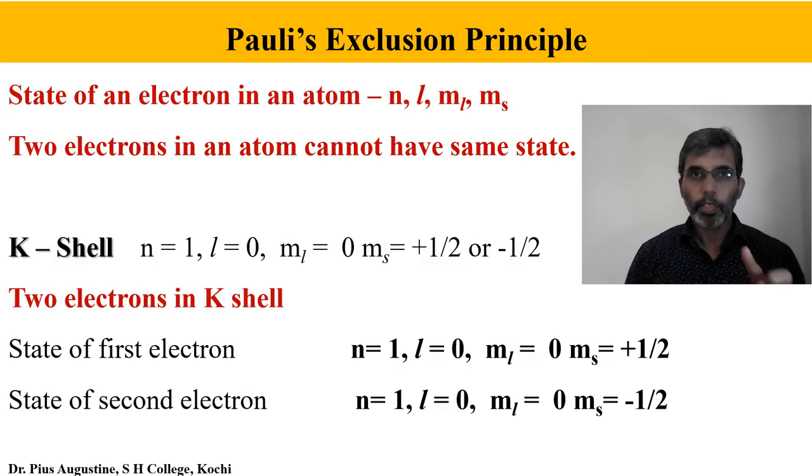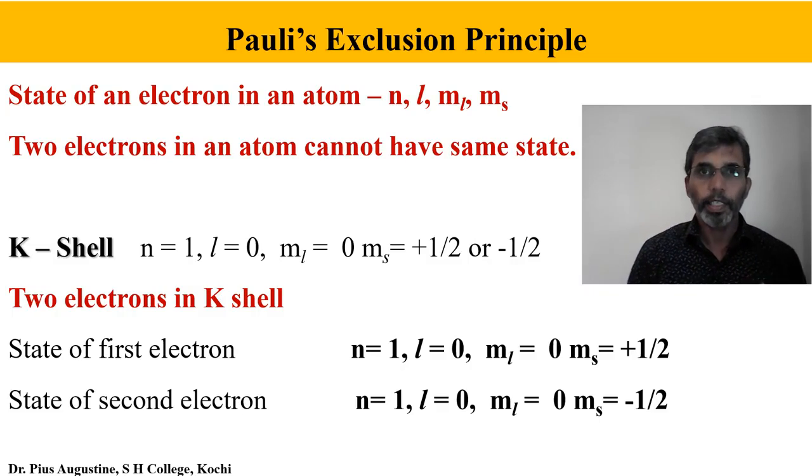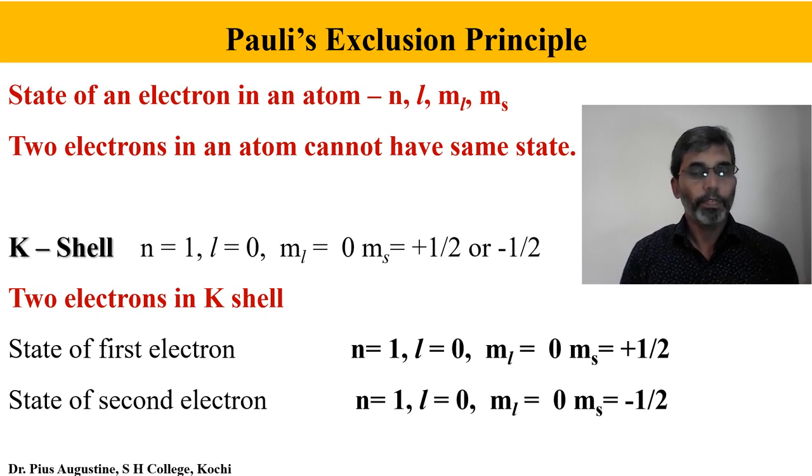First one is defined by quantum numbers n is equal to 1, l is equal to 0, ml is equal to 0, ms is equal to plus half. And the second state or electron is defined by n is equal to 1, l is equal to 0, ml is equal to 0 and ms is equal to minus half. So K shell can accommodate only a maximum of 2 electrons. And if you think of a third electron in K shell, its quantum numbers will be one of the above 2 and hence it will be excluded. So this is Pauli's exclusion principle, which is a consequence of the vector atom model. So this is an extension of the vector atom model.